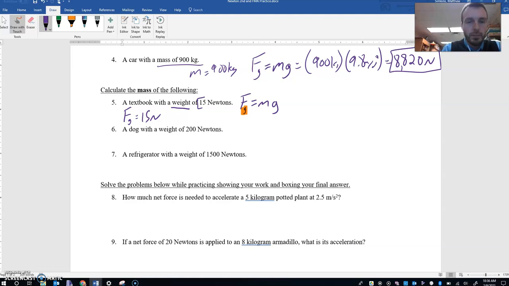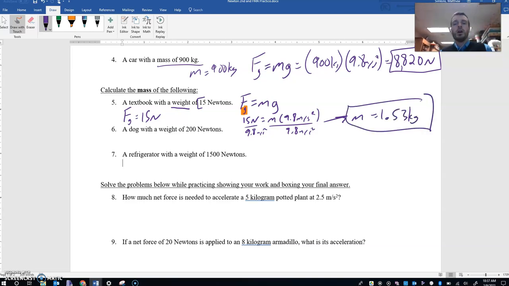All right, now that we've cleared that up, Fg equals 15 newtons equals m times 9.8 meters per second squared. If you can algebra good, then you can divide both sides by 9.8 meters per second squared. If you put that in your calculator correctly, we're looking at 15 over 9.8 equals 1.53 kilos. That's how you get mass from weight. Weight, force of gravity.